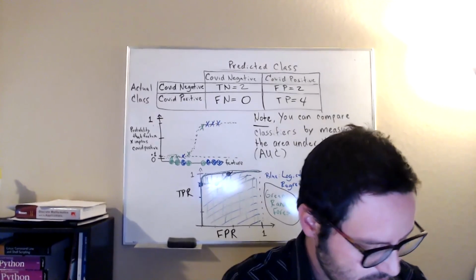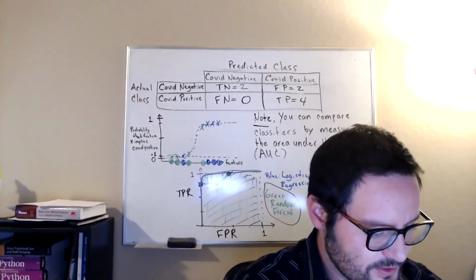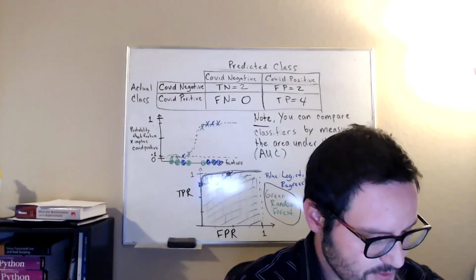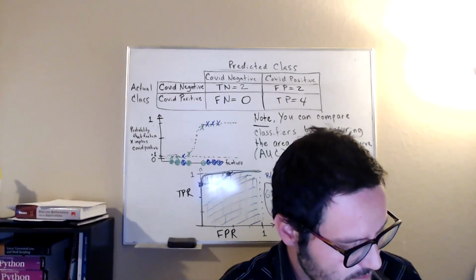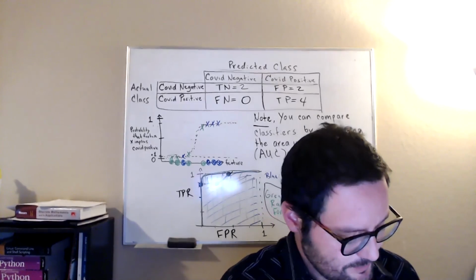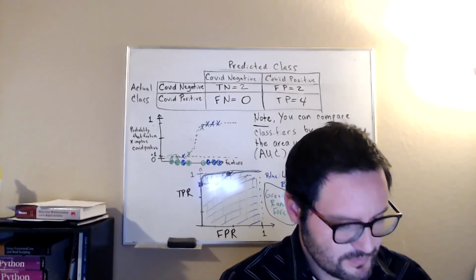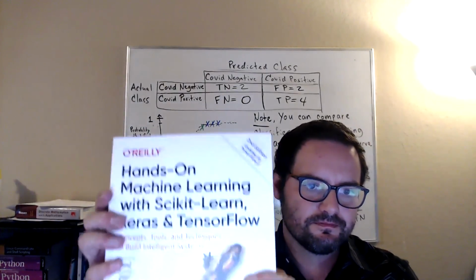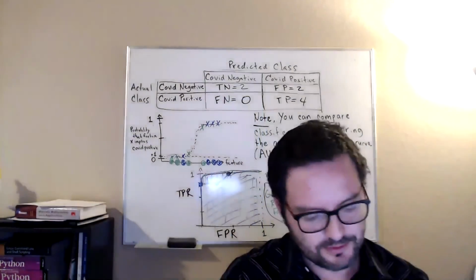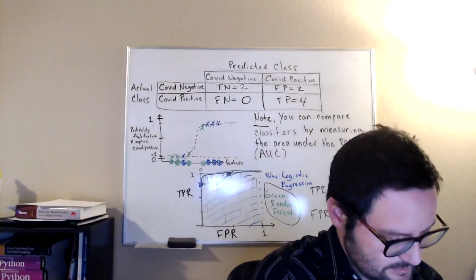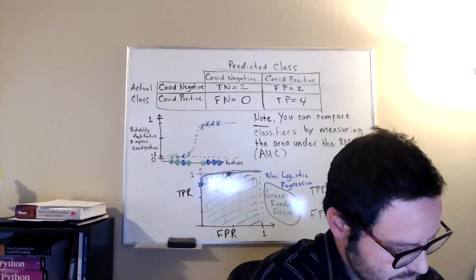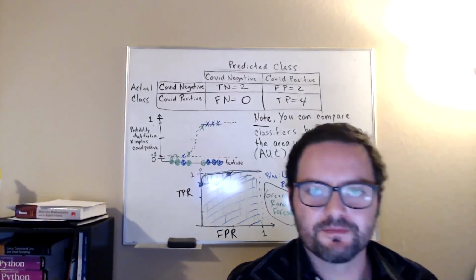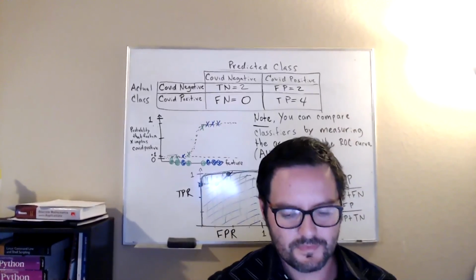And if you're curious as to what chapter I'm in the textbook I'm using, I am in chapter 3, the section on performance measures, in this textbook. So chapter 3, pages 95 through 100, really.